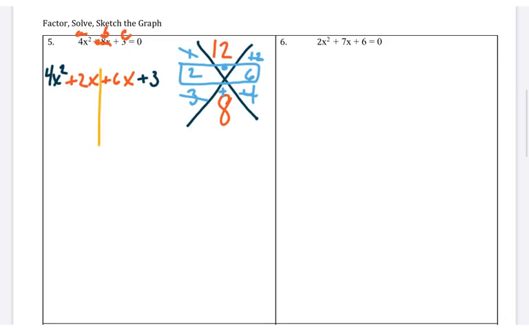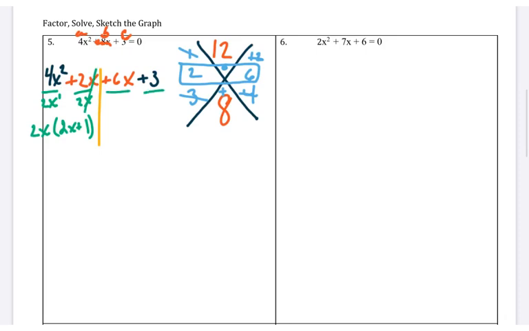So now I factor by grouping. To factor by grouping, I can divide these both by 2, and they both have an x. So that's 2x. 4x squared divided by 2x is 2x. 2x divided by 2x is 1. X over x will cancel.